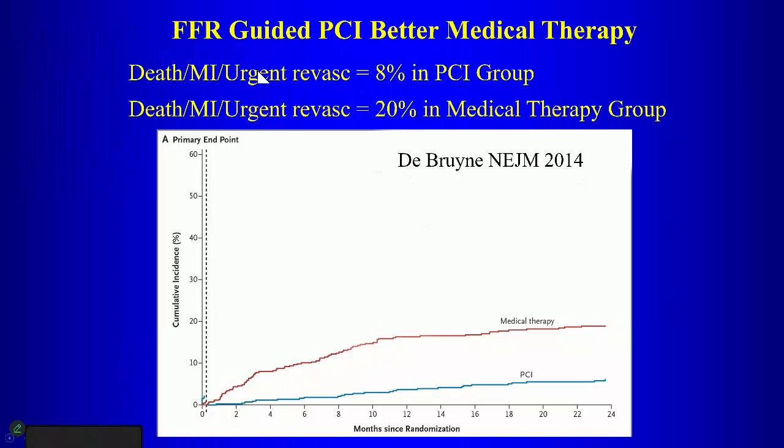So in this particular study, fractional flow reserve guided PCI is better than medical therapy. Here is the incidence rate of cardiac events, and you can see that when patients have just medical therapy, the incidence rate is much higher than when the patients receive angiographically guided intervention based on the fractional flow reserve. So the rate of cardiac events is much lower when fractional flow reserve is used to guide the therapy that the patients receive.